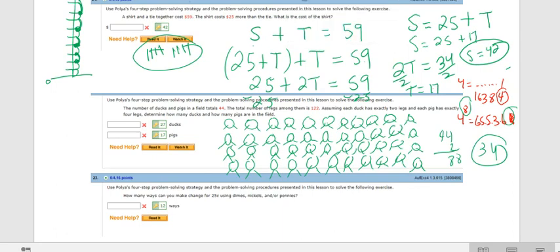So we can come in here and add 34 more legs. So 1, 2, 3, 4, 5, 6, 7, 8, 9, 10, 11, 12, 13, 14, 15, 16, 17, 18, 19, 20, 21, 22, 23, 24, 25, 26, 27, 28, 29, 30, 31, 32, 33, 34. So now I can see that I'm going to have 11, 12, 13, 14, 15, 16, 17 pigs, and then the rest are ducks, which is 27.